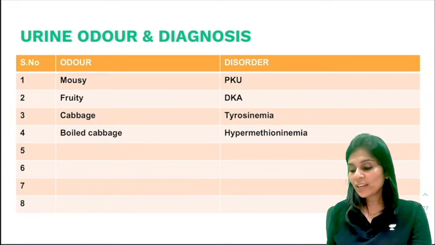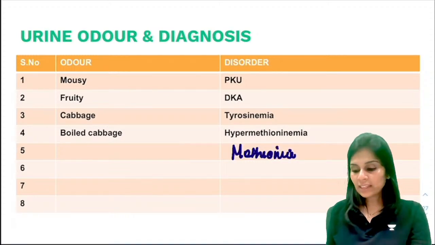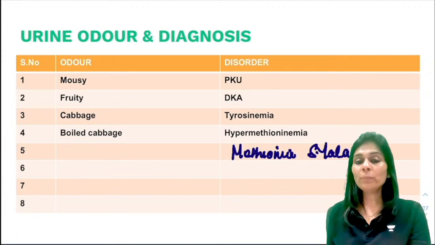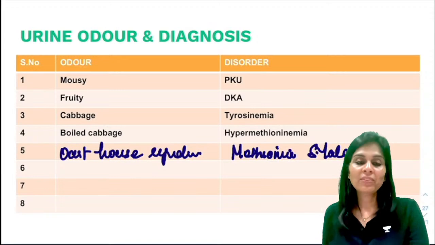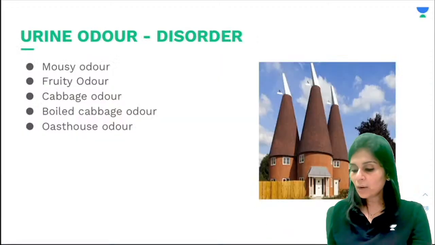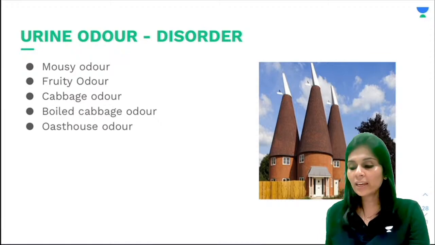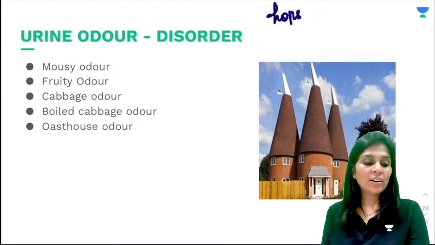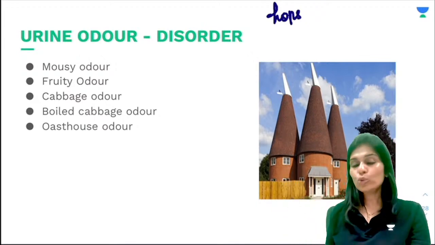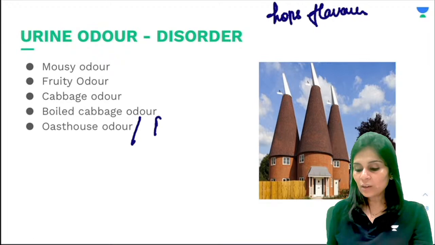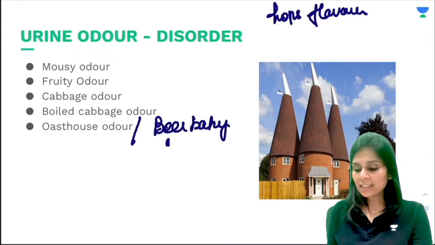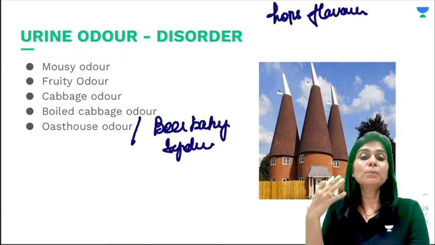The next one is also related to methionine. It is methionine malabsorption syndrome. It is otherwise called Oast house syndrome, because in this condition there is an Oast house odor. What is an Oast house? This is how an Oast house would look. It is used as a furnace to dry hops flour. Abroad in European countries, this is the Oast house wherein they dry hops to add flavor to beer. So Oast house syndrome is otherwise called beer baby syndrome, because those children will smell of beer.